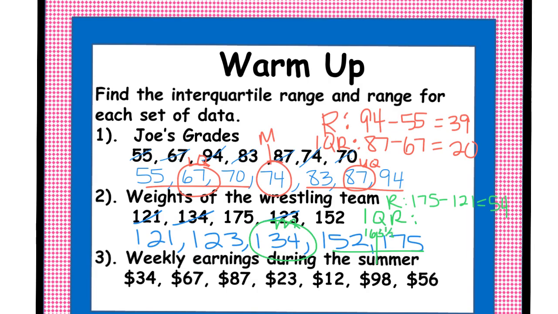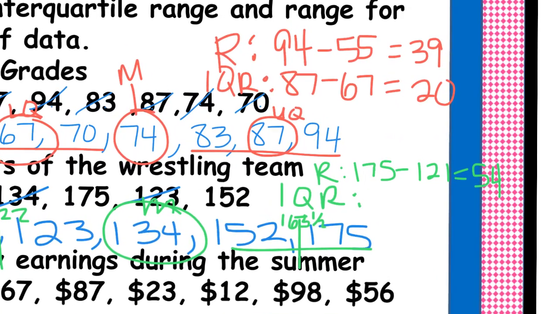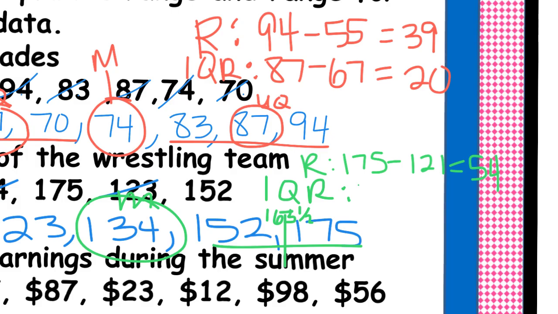And then we do the same thing over here, but this one's a lot easier because halfway between 121 and 123 is 122. So for our IQR, we have 163 and a half minus 122. And I get 41 and 5/10.